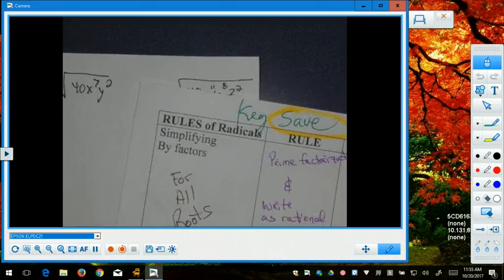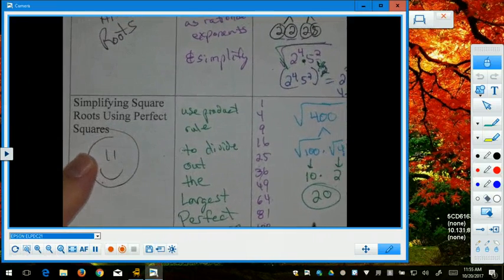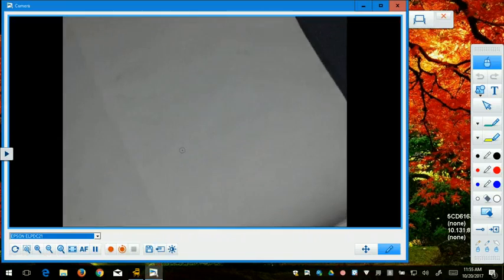So just before we begin, we're going to review. I'm going to be using perfect squares to reduce, so I'm going to try to divide out the largest perfect square. If I don't get the largest perfect square, then I'll have to keep breaking down whatever I have on the other side. So we'll go through an example of that.